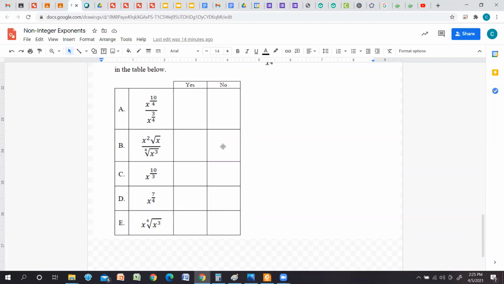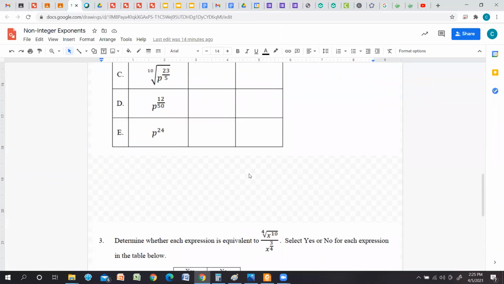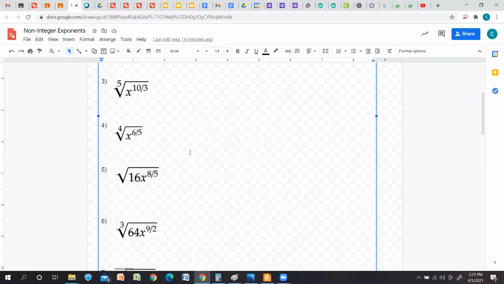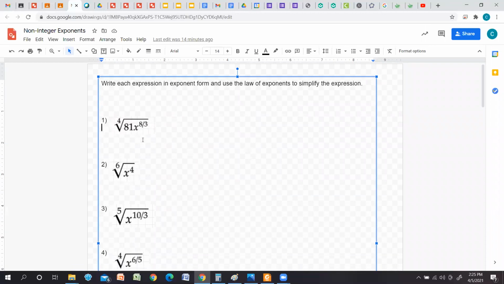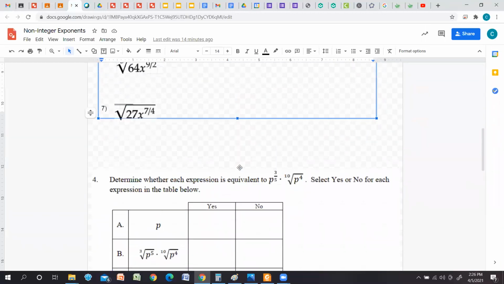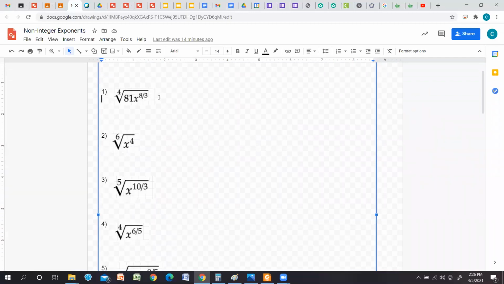All right, so yes or no, please show your work for that. And it's all very similar. So I'm just going to simplify this first one. Also, for these down here, we should have done similar ones in class. All right, so just this first expression.